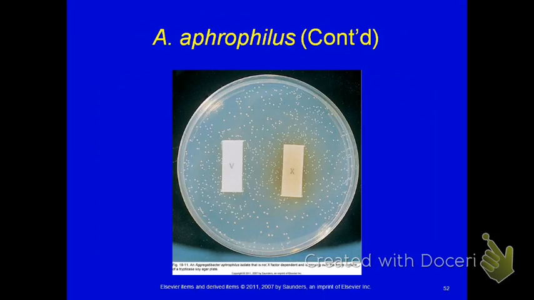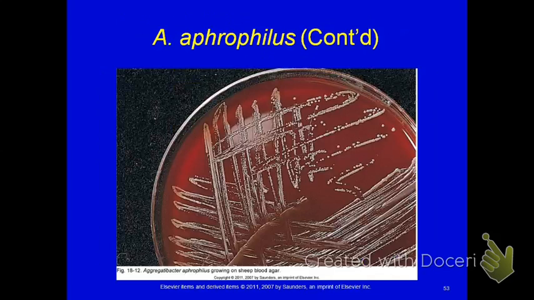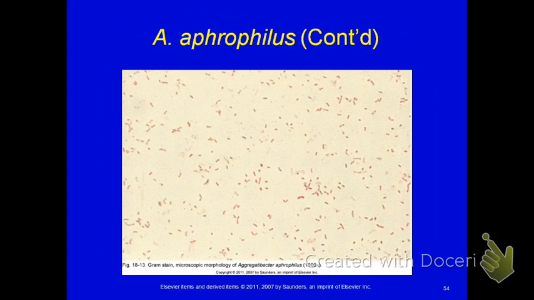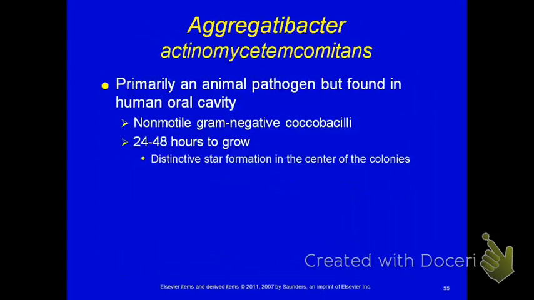Okay, so this is a picture of an Aggregatibacter aphrophilus isolate that is not X-factor dependent and is growing over the entire surface of a trypticase soy agar plate. So, another example of Aggregatibacter that had grown on a blood agar plate, and the general microscopic morphology of Aggregatibacter aphrophilus.